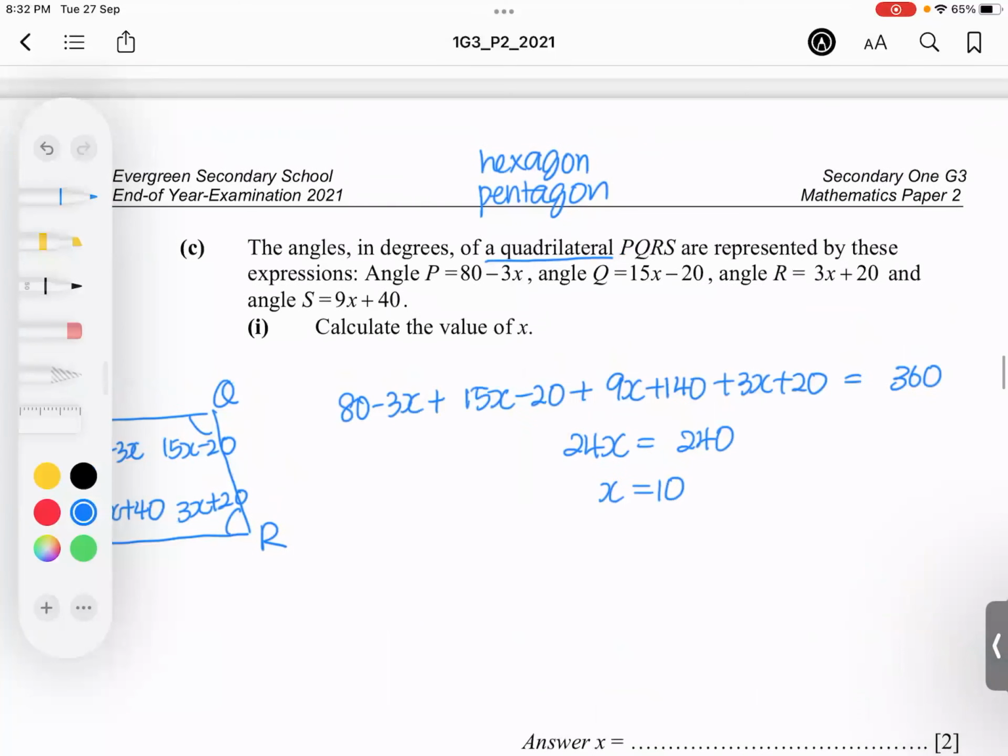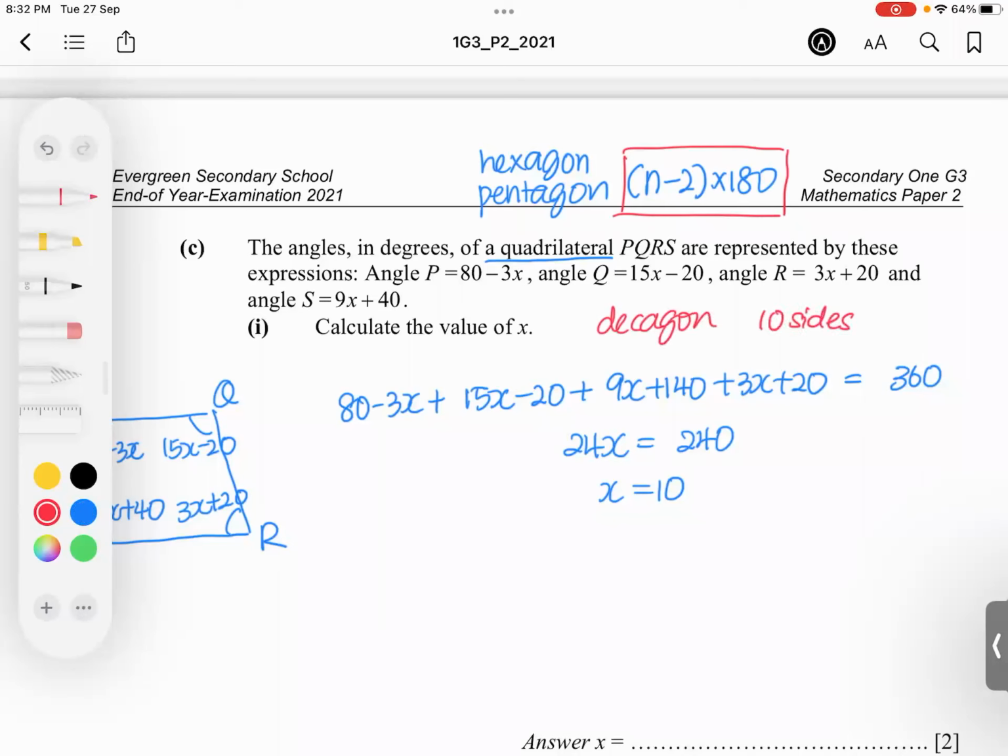So you must remember the total sum of interior angle is n minus 2 times 180. This is the golden formula you must remember. n is the number of sides. So do study. Pentagon is 5 sides. Hexagon is 6 sides. Heptagon is 7. Then what is 10 sides? 10 sides is called what? Decagon. Okay, decagon is 10 sides.